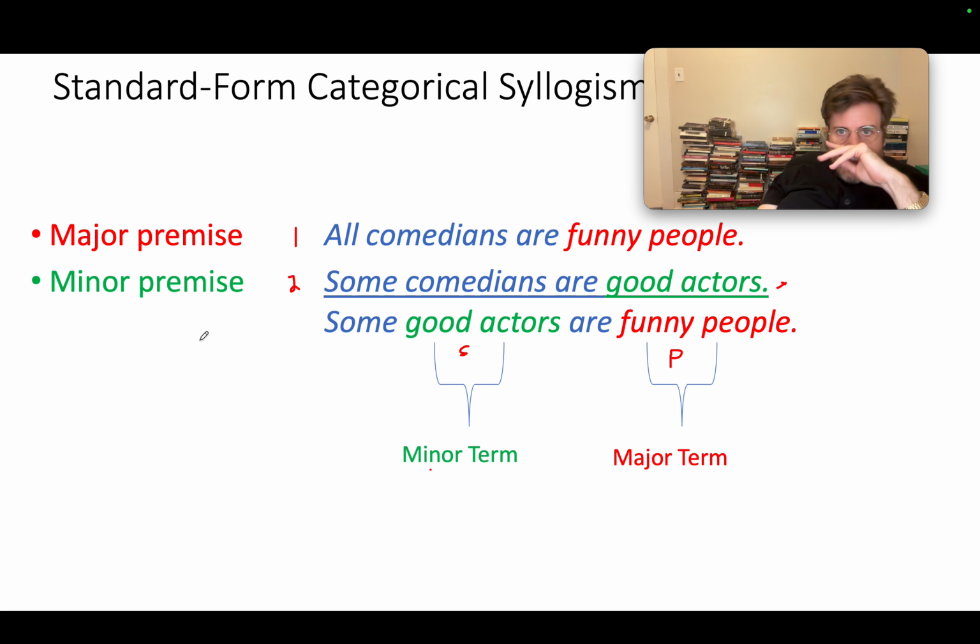Okay, so I've highlighted the repetition of funny people in red, the repetition of the middle term, comedians, which is occurring in the subject position for both the major premise and the minor premise, and then good actors, which picks up the predicate position from the minor premise.